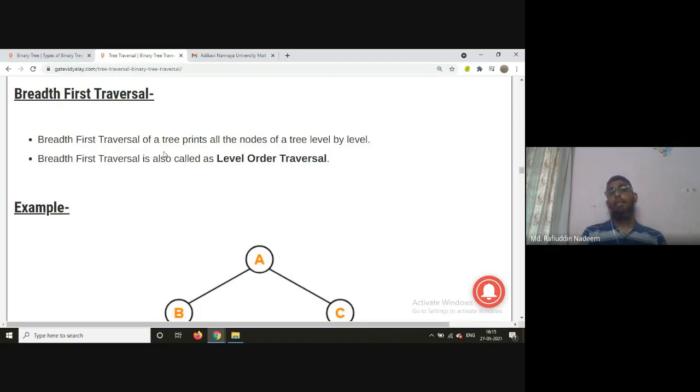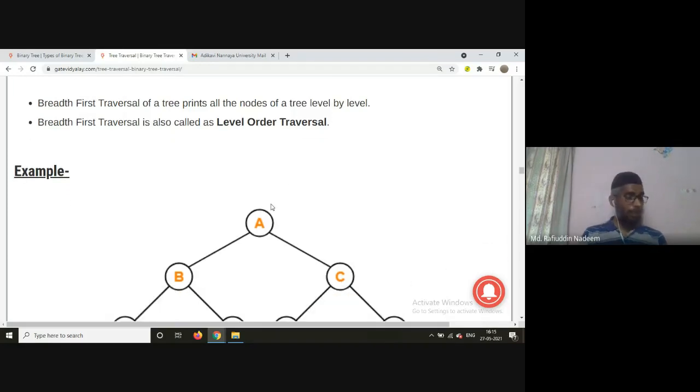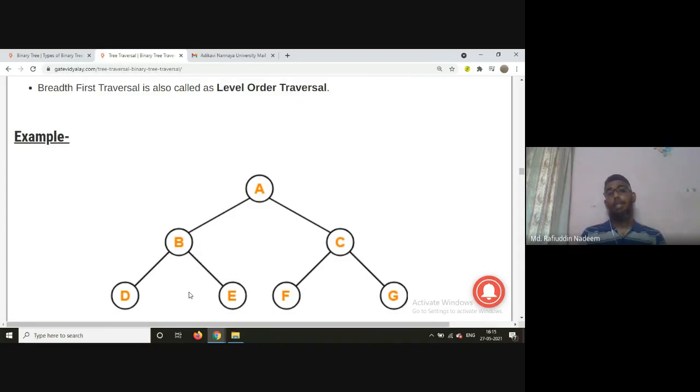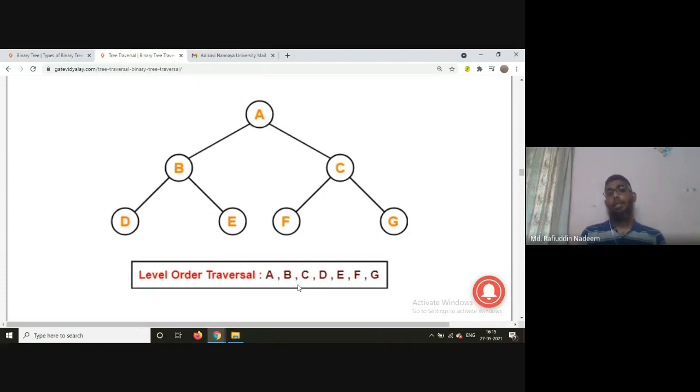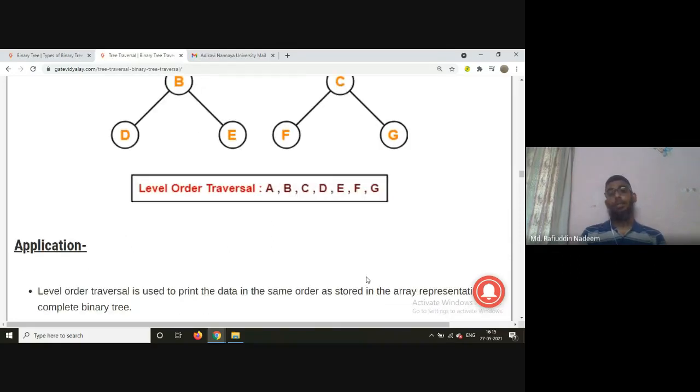Then you have the breadth first traversal. Breadth first traversal of a tree prints all the nodes of a tree level by level. So here breadth first search traversal will print all the nodes level by level. It is also called level order traversal. It means you'll have A, then B, C, then D, E, F, G. A, B, C, D, E, F, G.